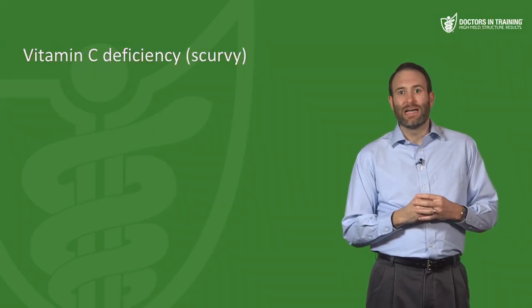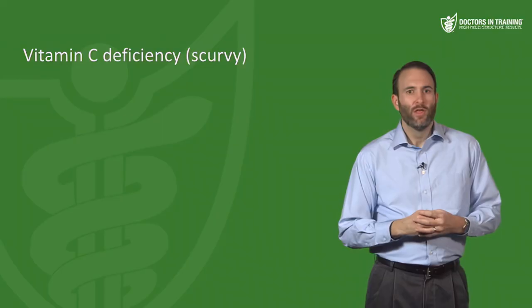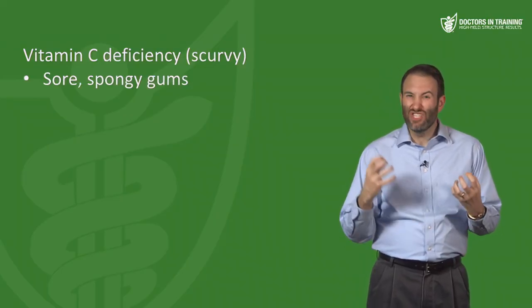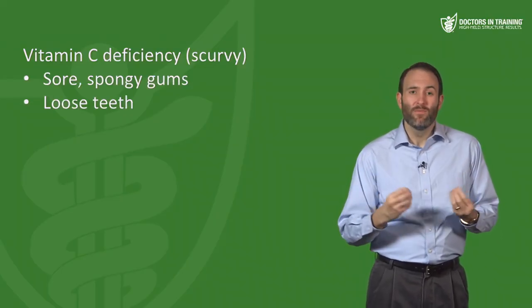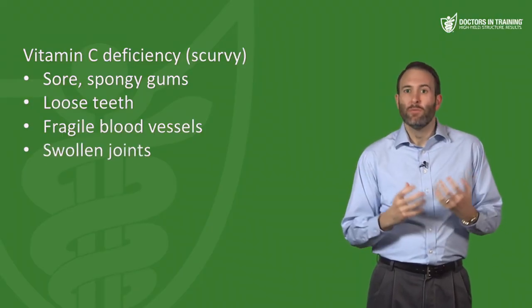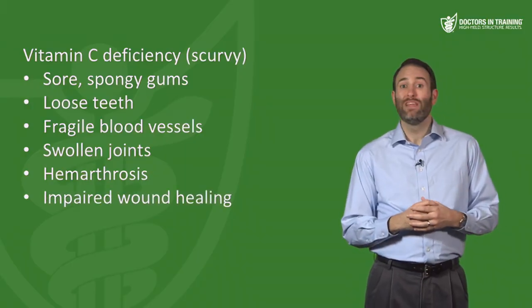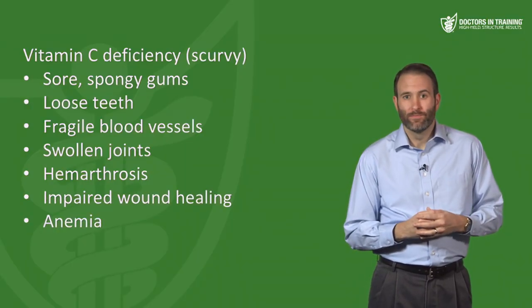Now, what are the major signs of vitamin C deficiency or scurvy, which is just great because it makes you think of pirates? So you can have sore, spongy gums, you can have loose teeth, you can have fragile blood vessels causing hemorrhages, swollen joints, bleeding into joint spaces, so you get hemarthrosis. You can get impaired wound healing as well, and anemia.